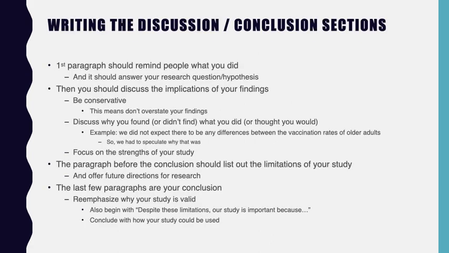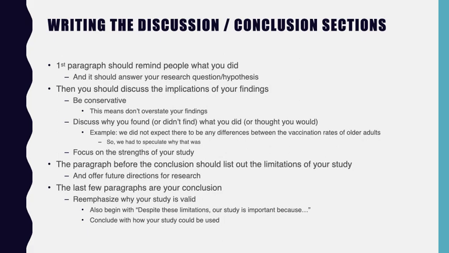Now, after you write the results section, most people move into the discussion and conclusion section. The first paragraph of the discussion section should tell people what you did. It should start with, we tested whether vaccination rates were related to age. Okay? And it should answer then your research question and hypothesis. And we found that political affiliation was a strong predictor of vaccination status.